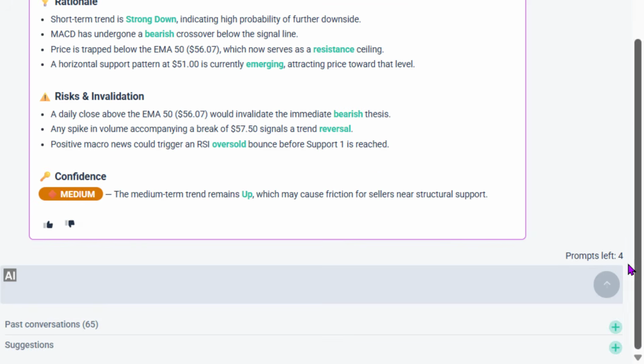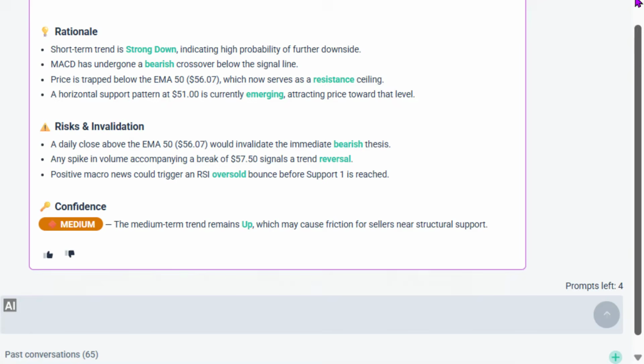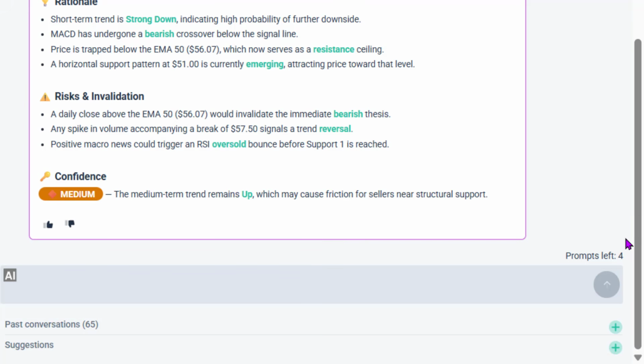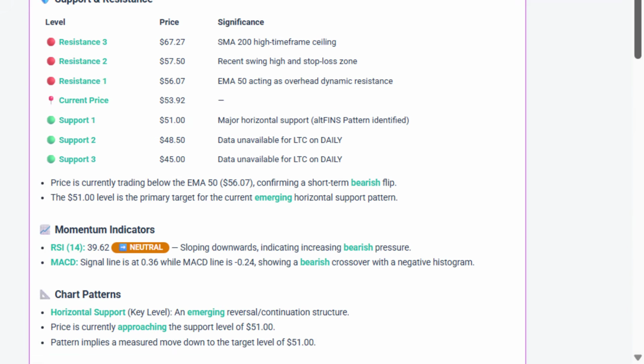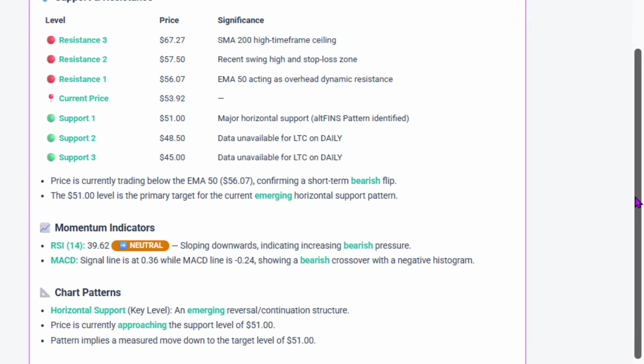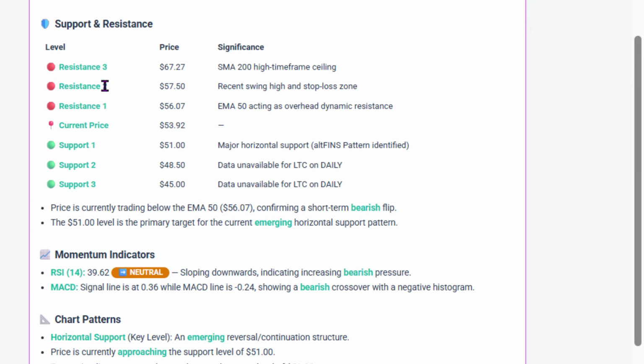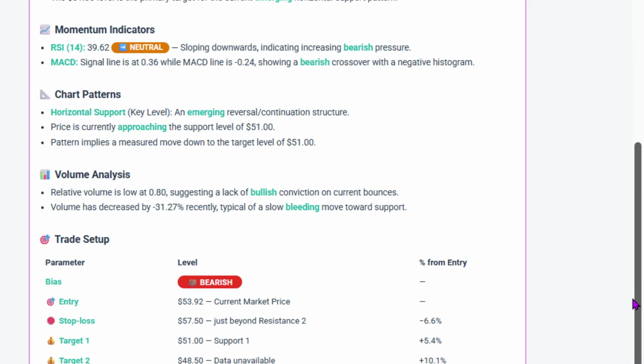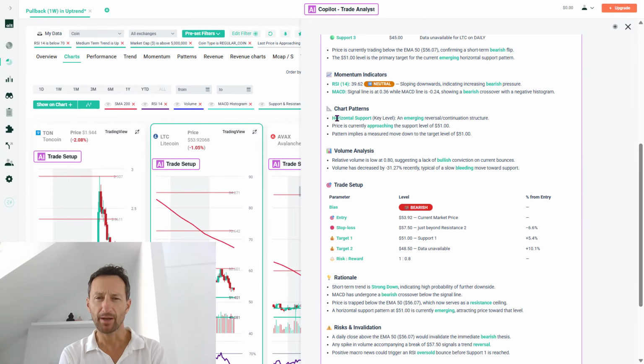There are different tiers of use. Even free registered users get a certain number of prompts per day, and then the subscribers get more. But keep an eye on that. So here is the trade setup for Litecoin. You're currently in a bearish pullback following a breakdown of the short-term trend, approaching a key structural support zone. All right. So you can look at where the support resistance levels are, what's the momentum, chart patterns.